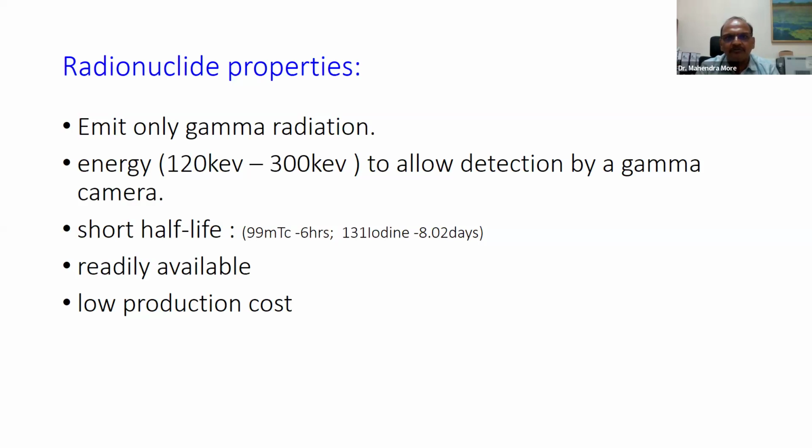Because of the shorter half-life of technetium, say I have done one study today and I have to do one more study tomorrow. Within 24 hours, it can decay 4 times. So that activity will be very negligible in the body. Such a shorter half-life is required for the isotope to be used under a gamma camera. It is also available readily, and the production cost is also less for technetium-99m. At the laboratory also, we can generate this isotope.